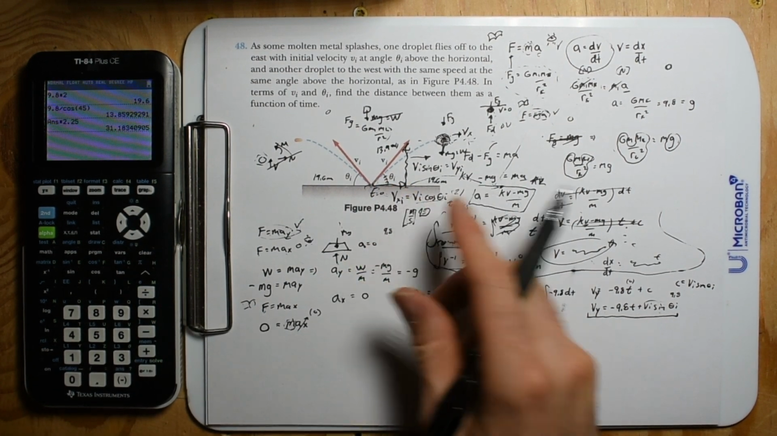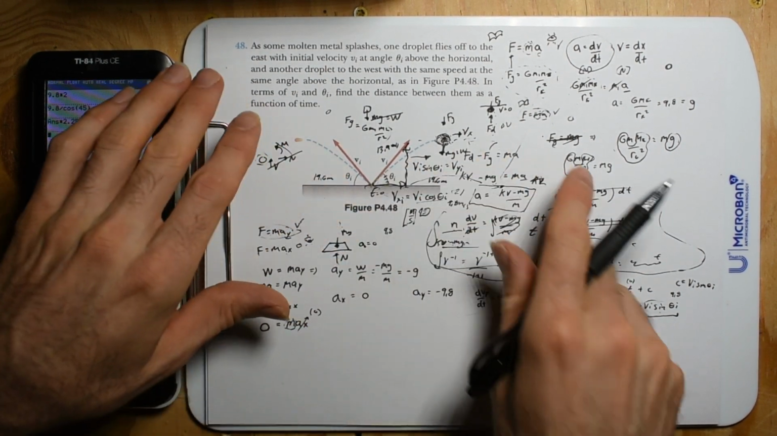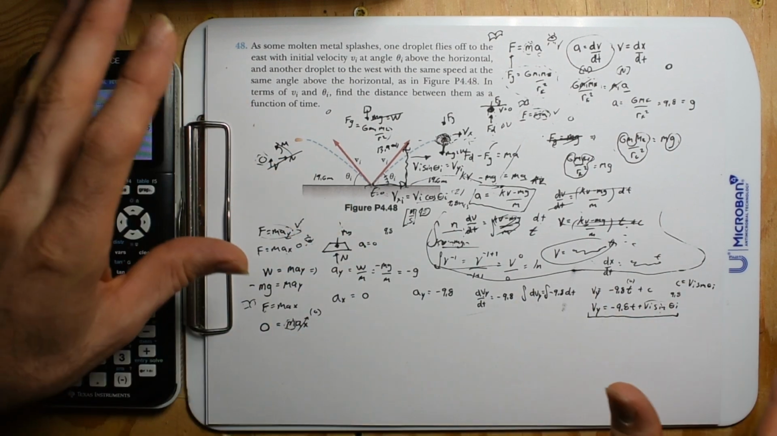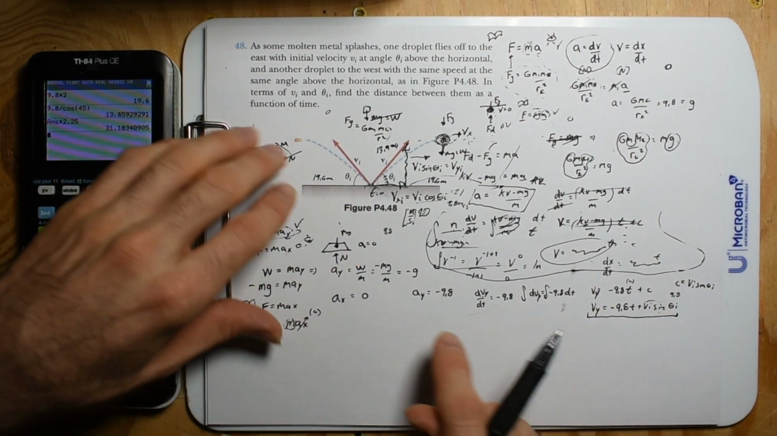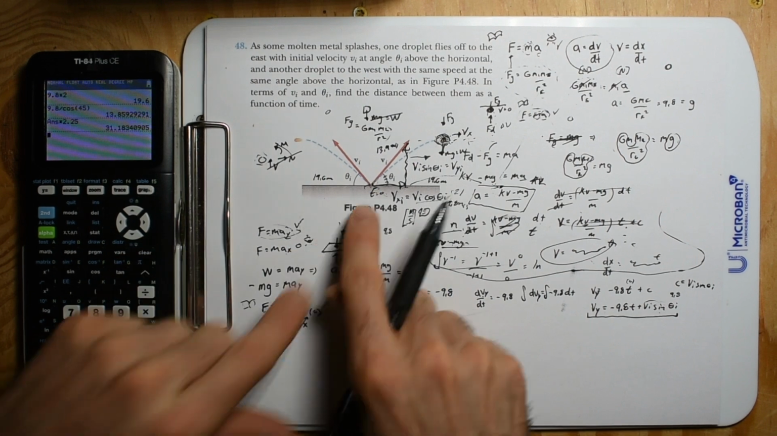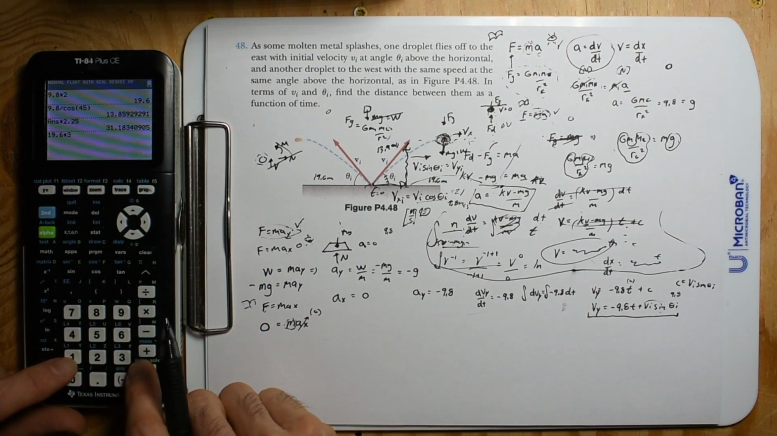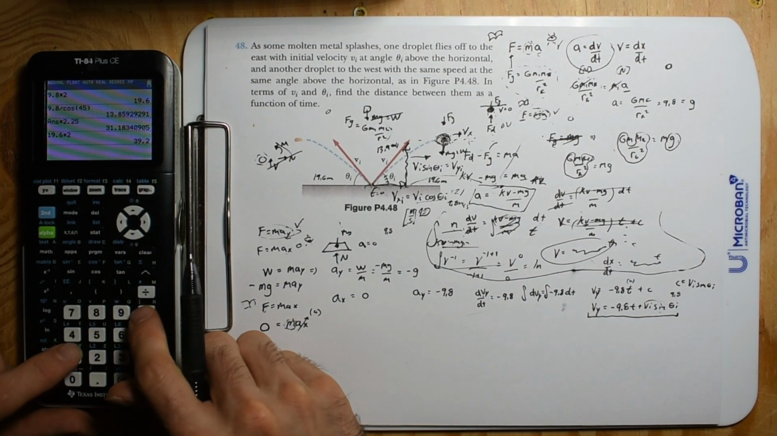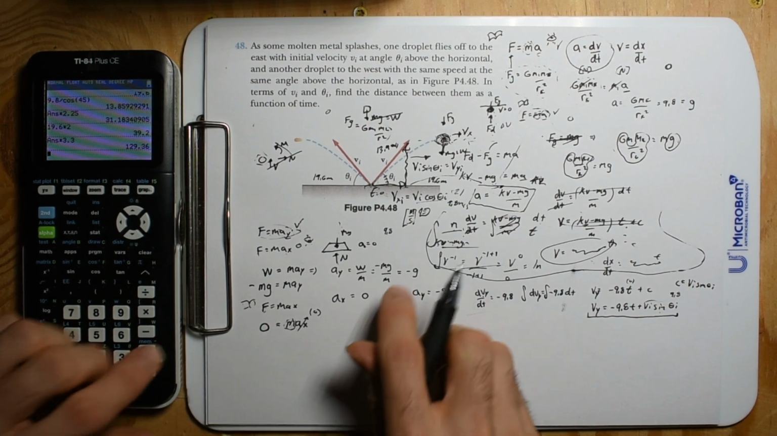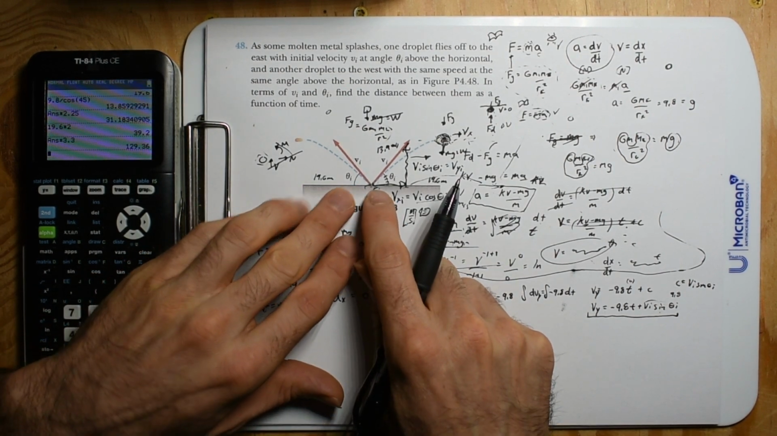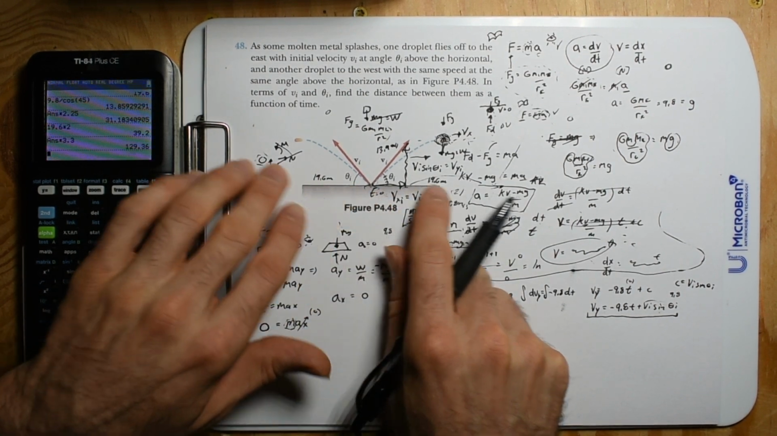Times 2.25, that thing's going 31 miles an hour. I don't know what a droplet actually goes. Maybe it does go fast. But there you go. So could you have 19.6 times 2 times 3.3? Could you have 2 splashes of droplets 120 feet away?